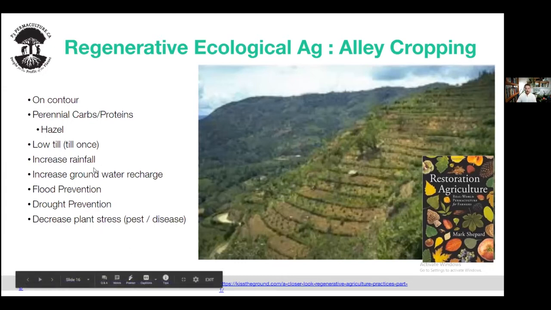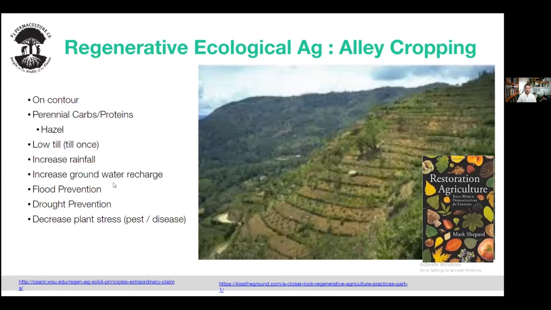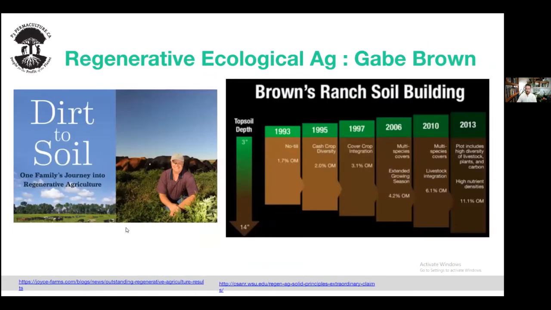So it actually causes increased rainfall by interacting with the hydrologic cycle. It causes increased groundwater recharge, which means that your well won't go dry in those drought years. It prevents the floods by allowing that water to soak into the ground, prevents the drought by having that passive storage of water underground after those floods have seeped in, and again, decreases the plant stress, which would result in disease or pests. Another famous regenerative agriculturalist is Gabe Brown.